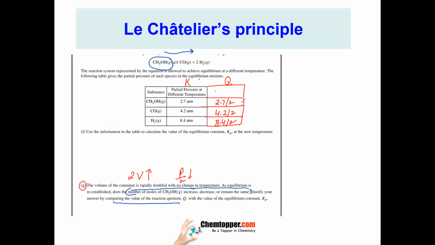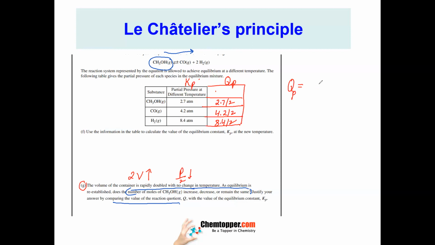Is it okay? So, now calculate Q. Q has the same expression. It is the concentration of H2 squared. Oh, now we are dealing with pressure. Pressure, right? We are working with QP. This is QP. This is KP.